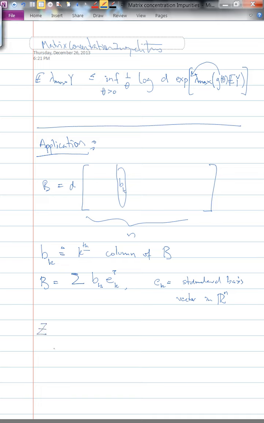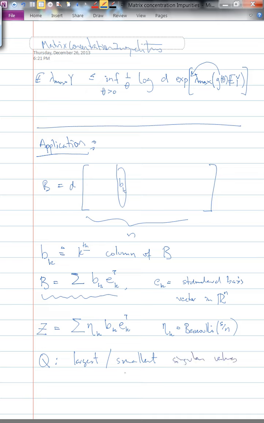So let Z be a subsampled matrix, and I'm going to write this as follows. Essentially copying this expression for what B is, let me write Z as exactly the same sum, except I'll multiply each one by a Bernoulli random variable, where eta k is Bernoulli with probability s over n, so that therefore on average Z will have just s non-zero columns. So I basically zeroed out some of the columns. So the question that we ask is, how can we control the largest and smallest singular values of Z? Again, I want to use Matrix Chernoff.